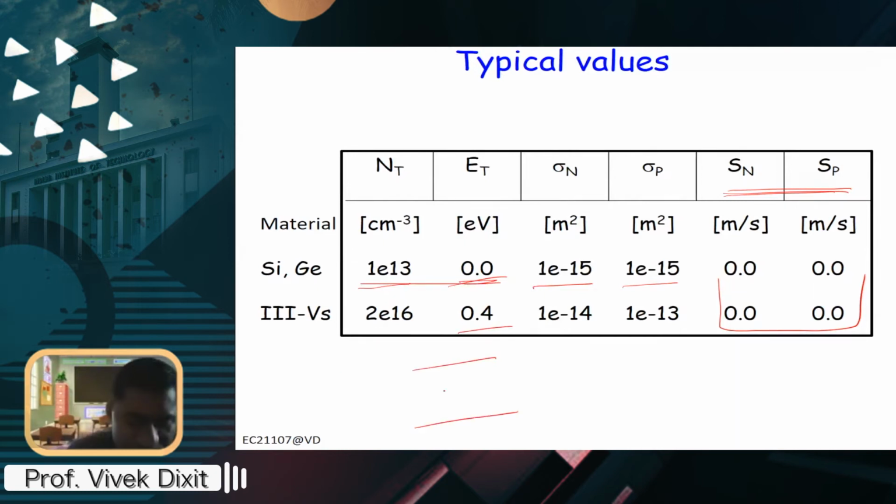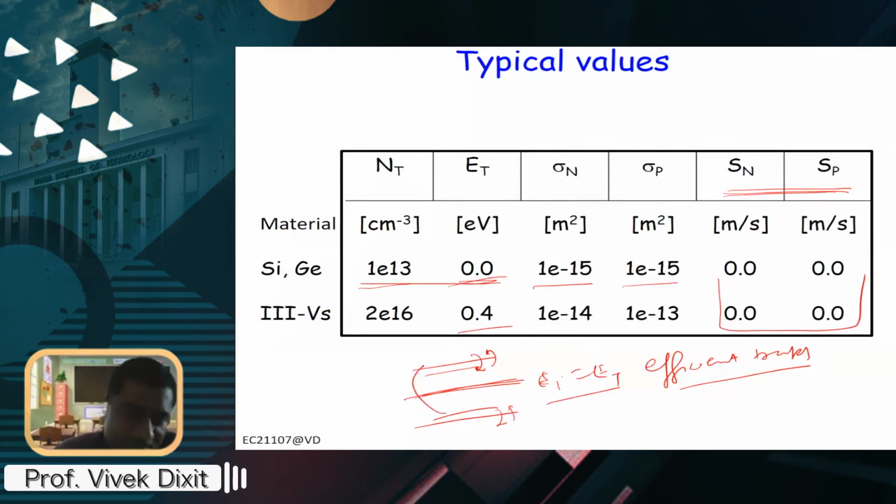So if you take the middle one, it is defined with respect to EI. So if the trap energy is the same as EI, these are called efficient traps. If they are away, then they will not be efficient, because a trap here will only deal with electrons. A trap here will only deal with holes. It will be difficult for the trap to deal with electrons, right? So if it is in the middle of the band gap, then that trap will become efficient. So this energy is actually measured from the middle of the band gap.